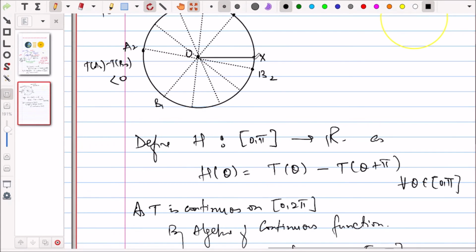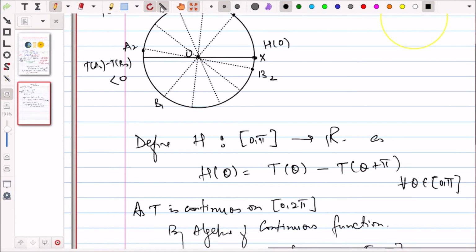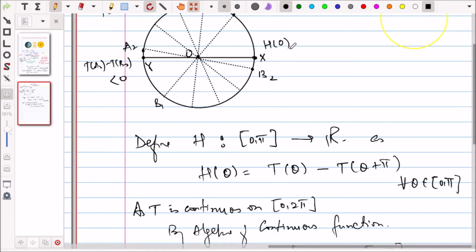Now what about this point h0? This is h0, and this will be totally opposite this, right? Its opposite point, say y, is opposite of this and its angle is theta. So h0 is equal to t0 minus t pi, right? So clearly t0 is facing the sun, so if it is not equal to t pi, then it has to be greater than t pi.